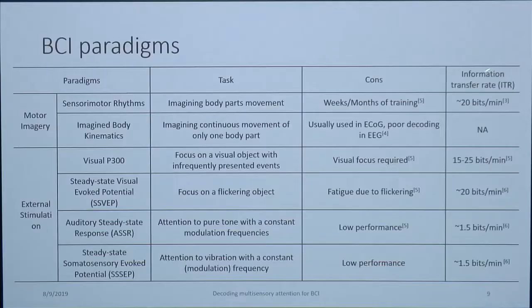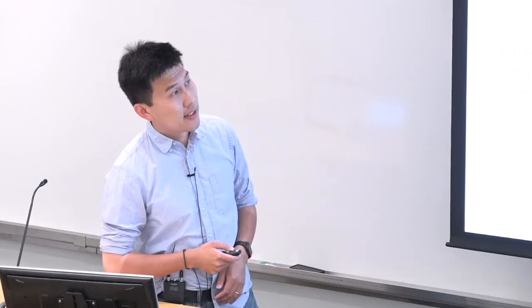And we can use it to control the system. And the performance of this one is pretty good. In the last column, there is the information transfer rate, in the unit of bits per minute. It means how much information you can transfer to the system within 1 minute. And for this motor imagery one, it could be as high as 20 bits per minute.